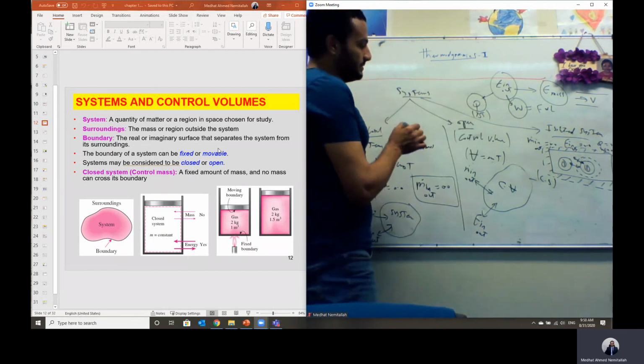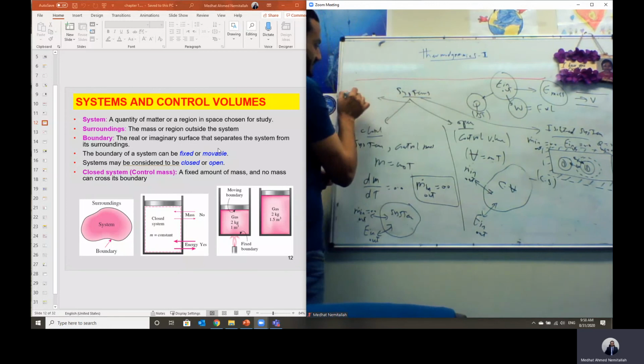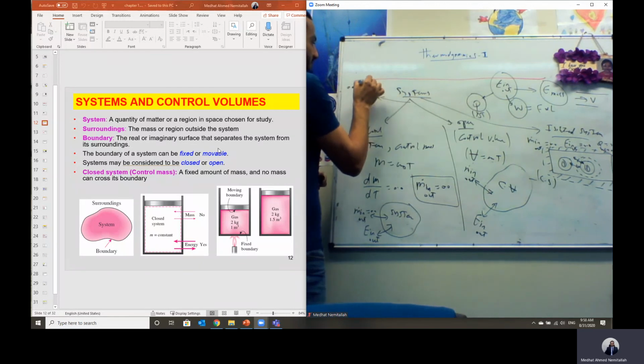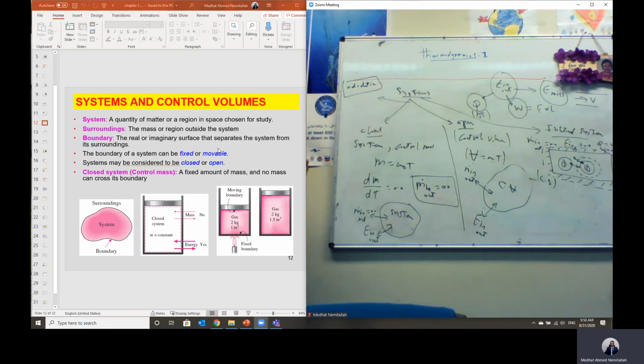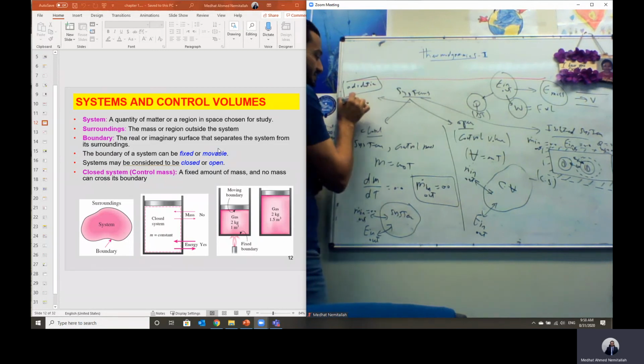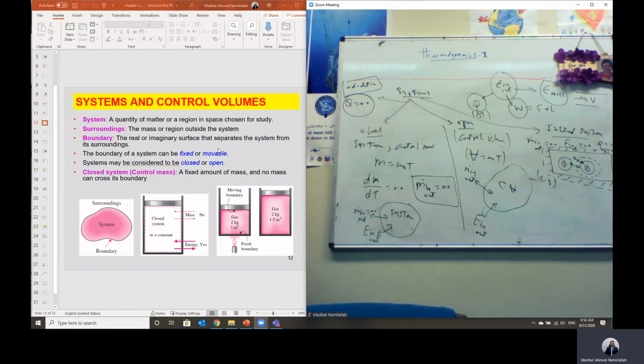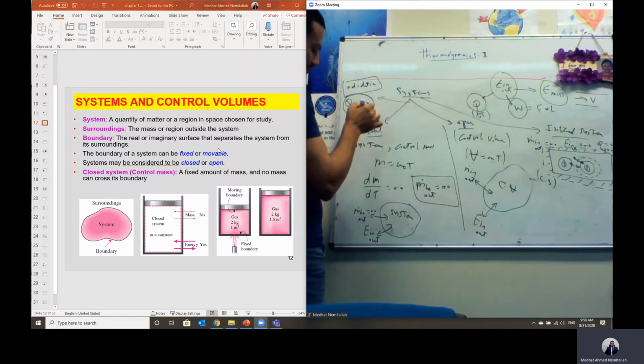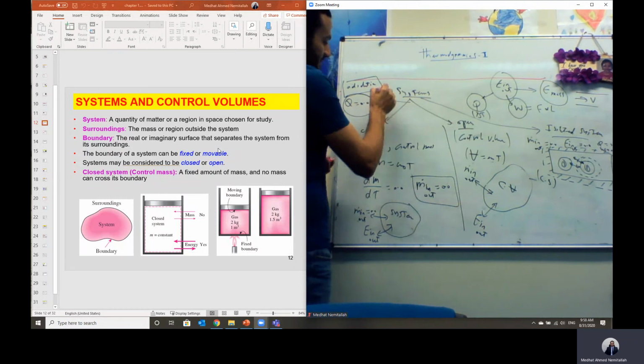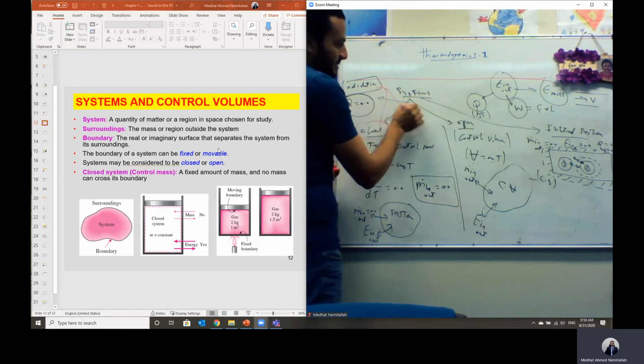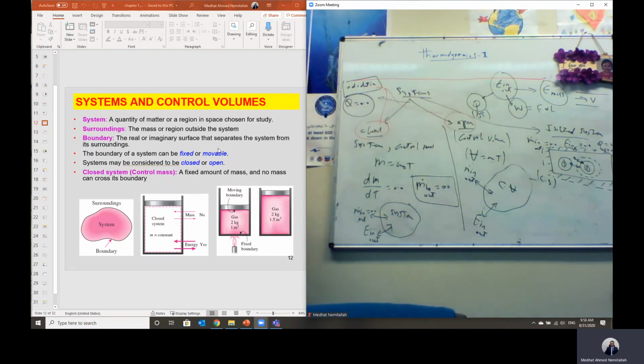But there is a special case, which is called an adiabatic system. When we say there is an adiabatic system, adiabatic means that the heat transfer is equal to 0. An adiabatic system can be a closed system or an open system, so adiabatic does not mean the system is closed or open. We have to check it. But adiabatic means the energy transfer by heat is equal to 0.